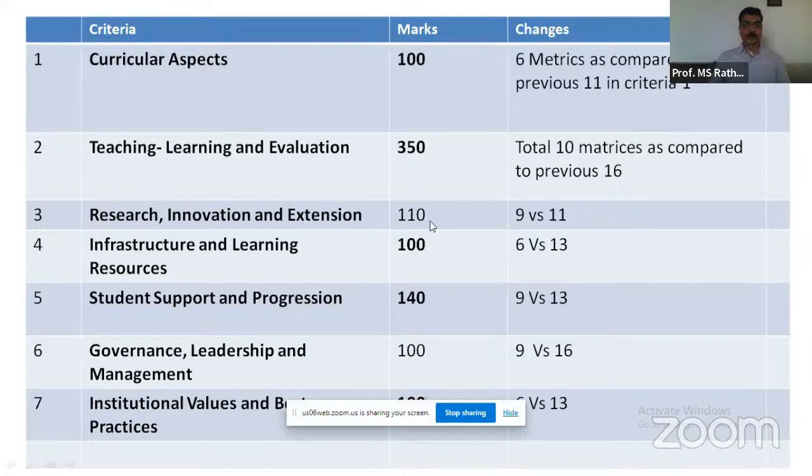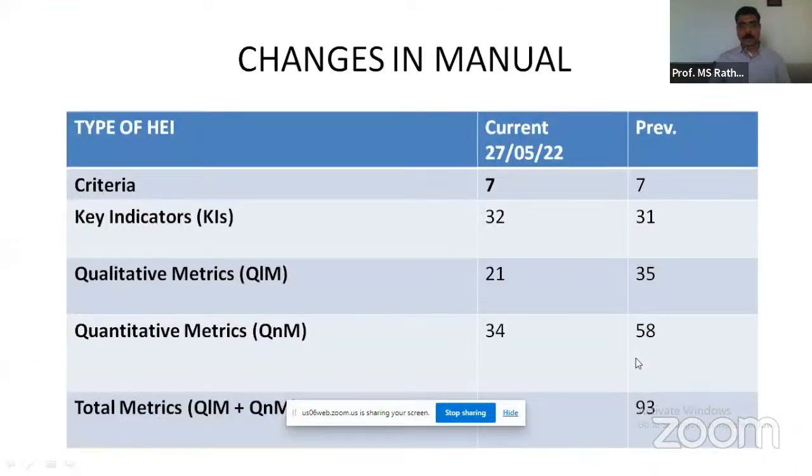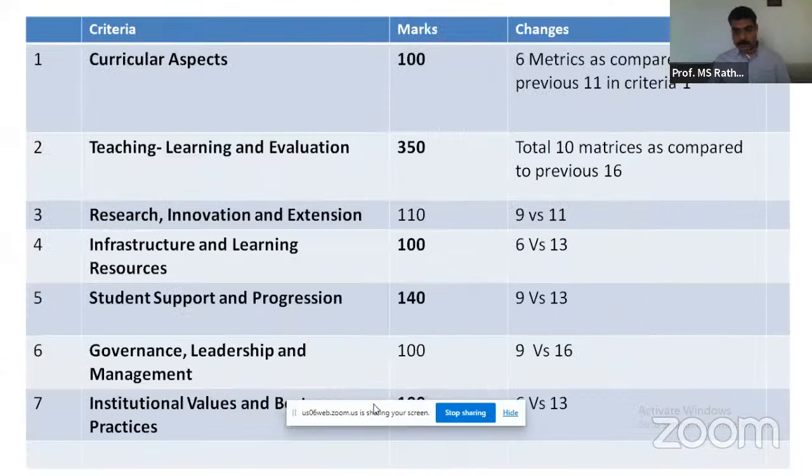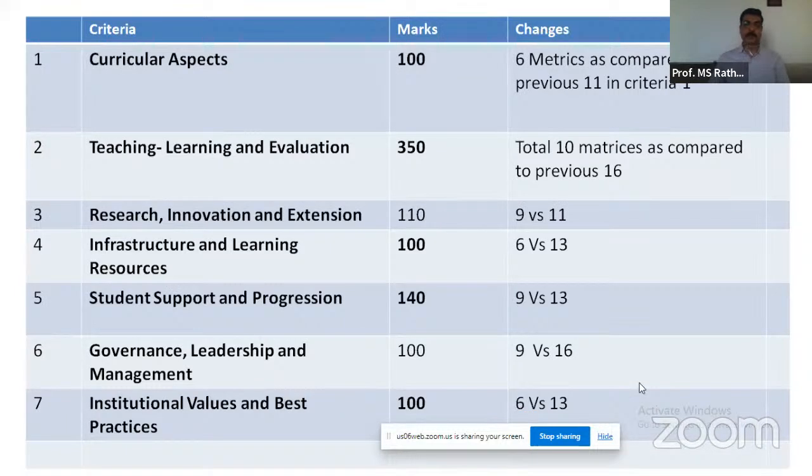Then research, innovation, and extension, criteria 3, has 9 metrics currently as compared to the previous 11, and the total marks constituted are 110. Then infrastructure and learning resources, previously 13, now has 6 metrics in total. Student support and progression has 9 metrics currently, previously 13. In governance, leadership, and management, there are 9 metrics as compared to 16 previously, and institutional values and best practices now has 6 metrics out of the previous 13.